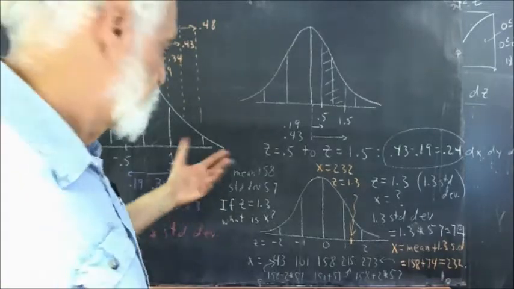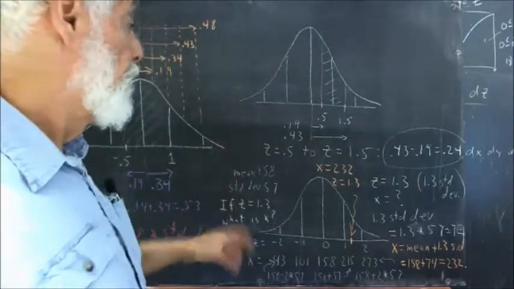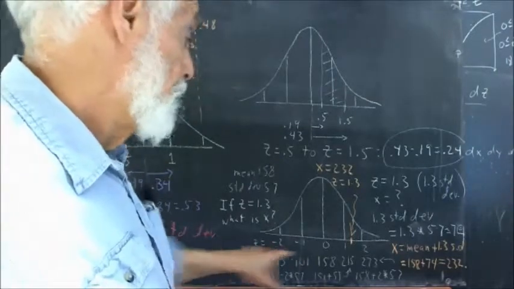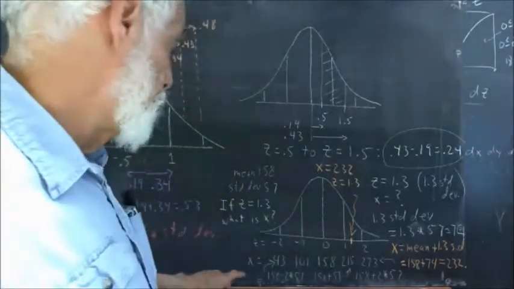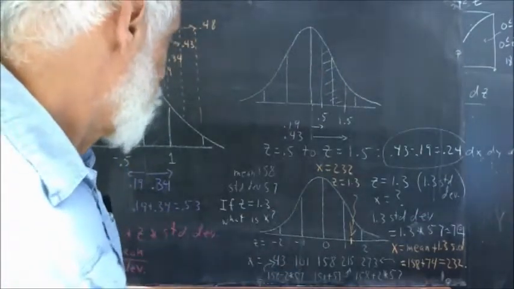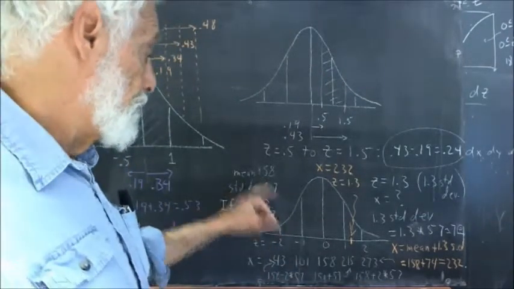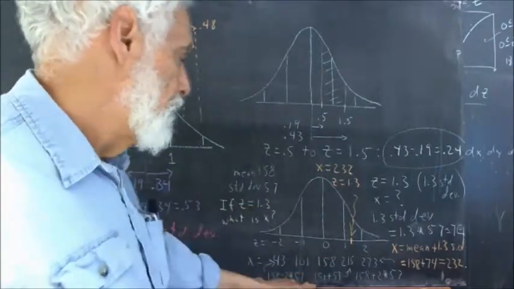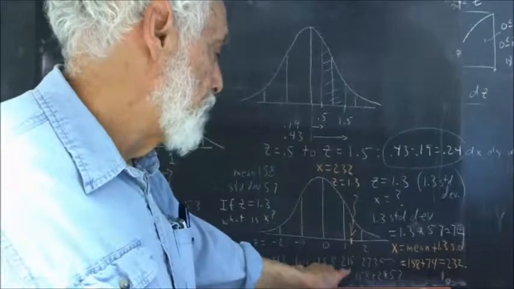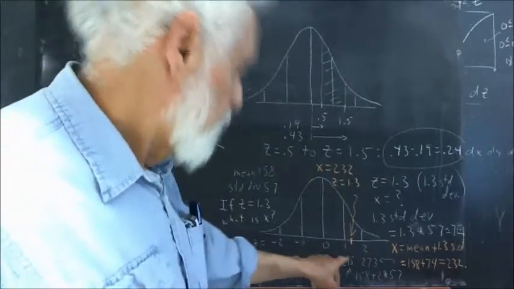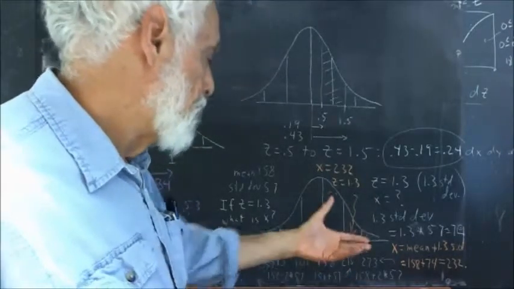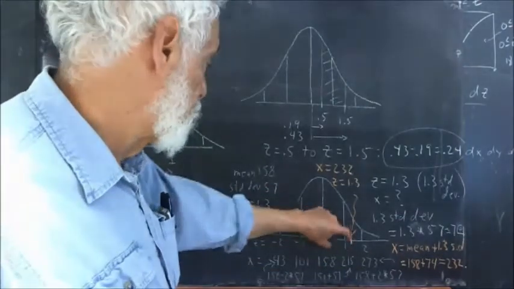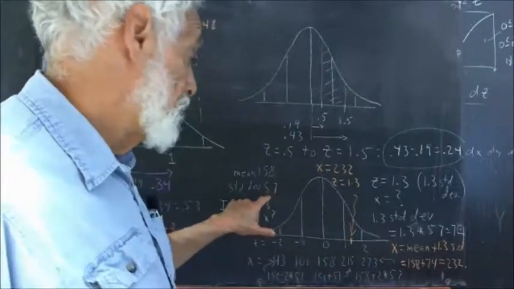relabel the axis for the x values. We draw a normal distribution and then we relabel the x-axis. So the x-axis is going to be labeled at the mean when z equals 0, that's 158. Then we add 57 to get the z equals 1 value, because of course every change of z is the number of standard deviations. So one standard deviation corresponds to a change of 57 units.